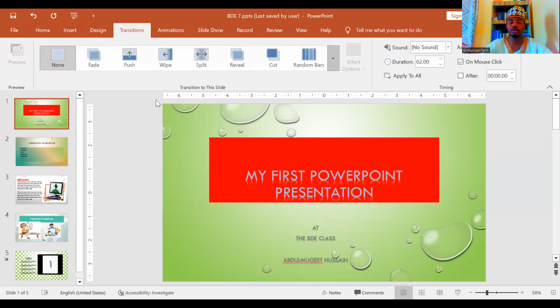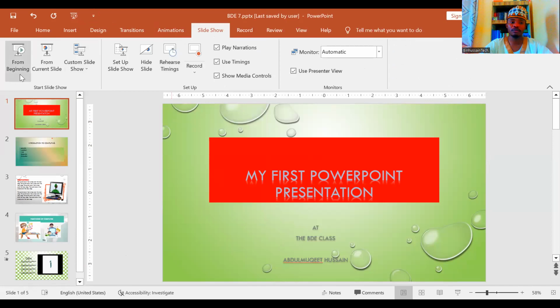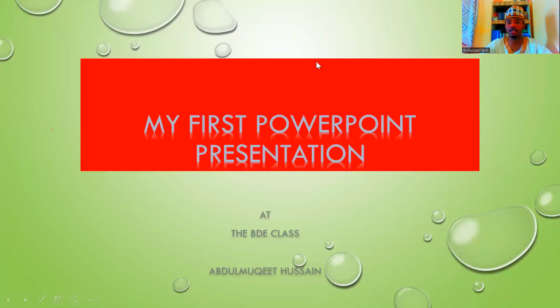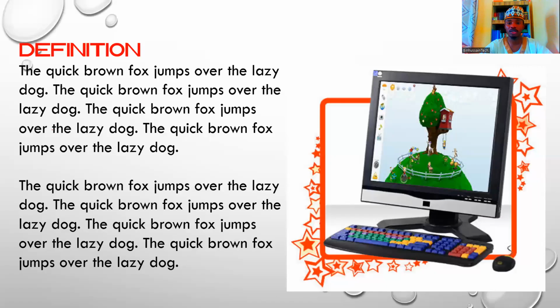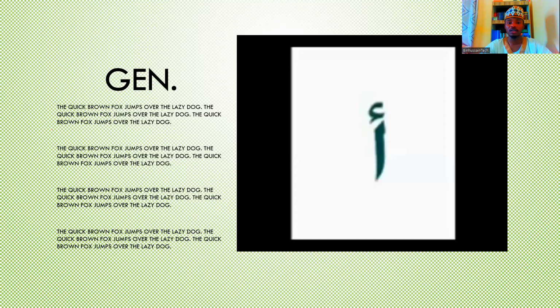Transitioning depends on when you want to animate or transition your page. For example, if I want to present this page, I will go to slideshow. I want to present from the beginning of this slide. I want it to cover the whole of my screen. Then I'll press from beginning. Immediately I click, you see. So I will have to be pressing the arrow for it to go next, next, next. Then I press escape if I want to exit.